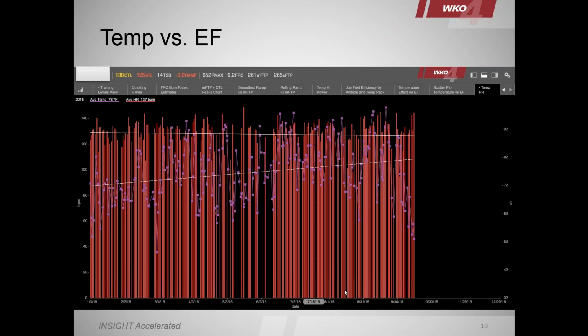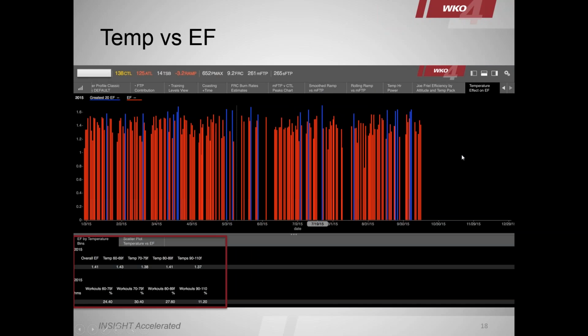Well, I'm looking at January through September. That's what I like to call a blinding flash of the obvious. Yes, it got warmer, but the average heart rate was going down. Now, I have no great conclusion off that. The chart that I showed here gives me some more actionable intelligence. I understand how this athlete's going to perform at temperature and some possible effects on efficiency factors.